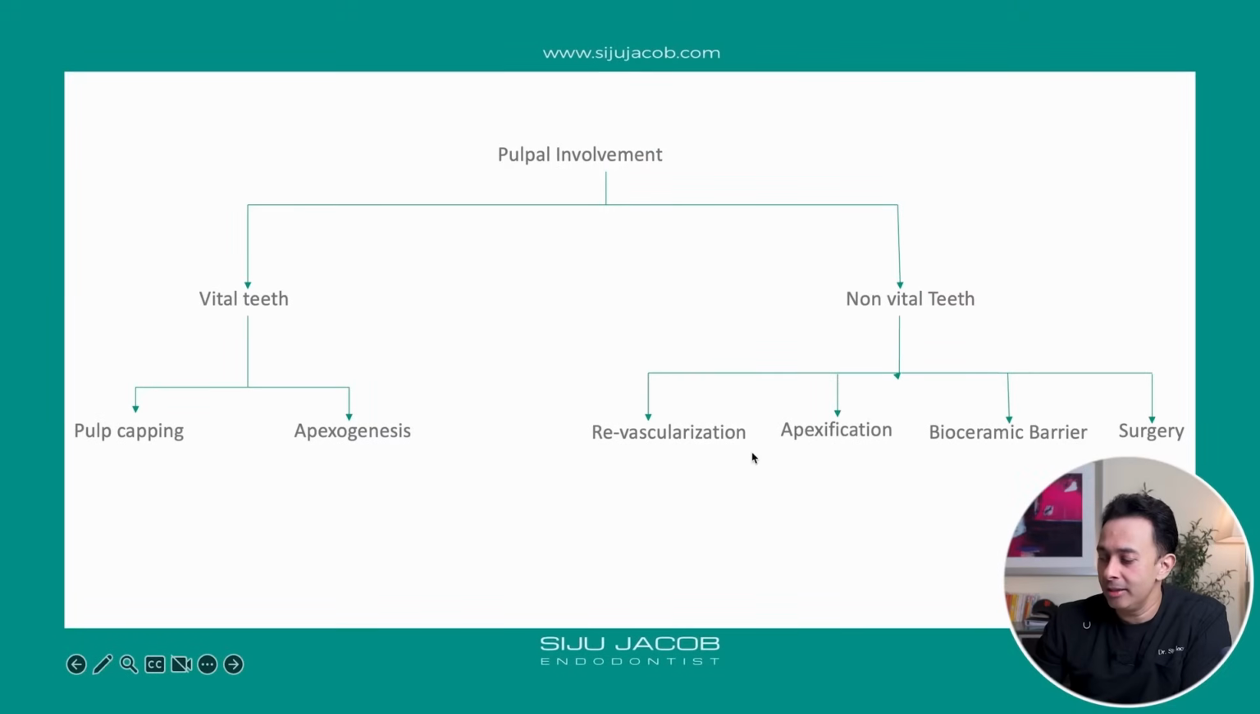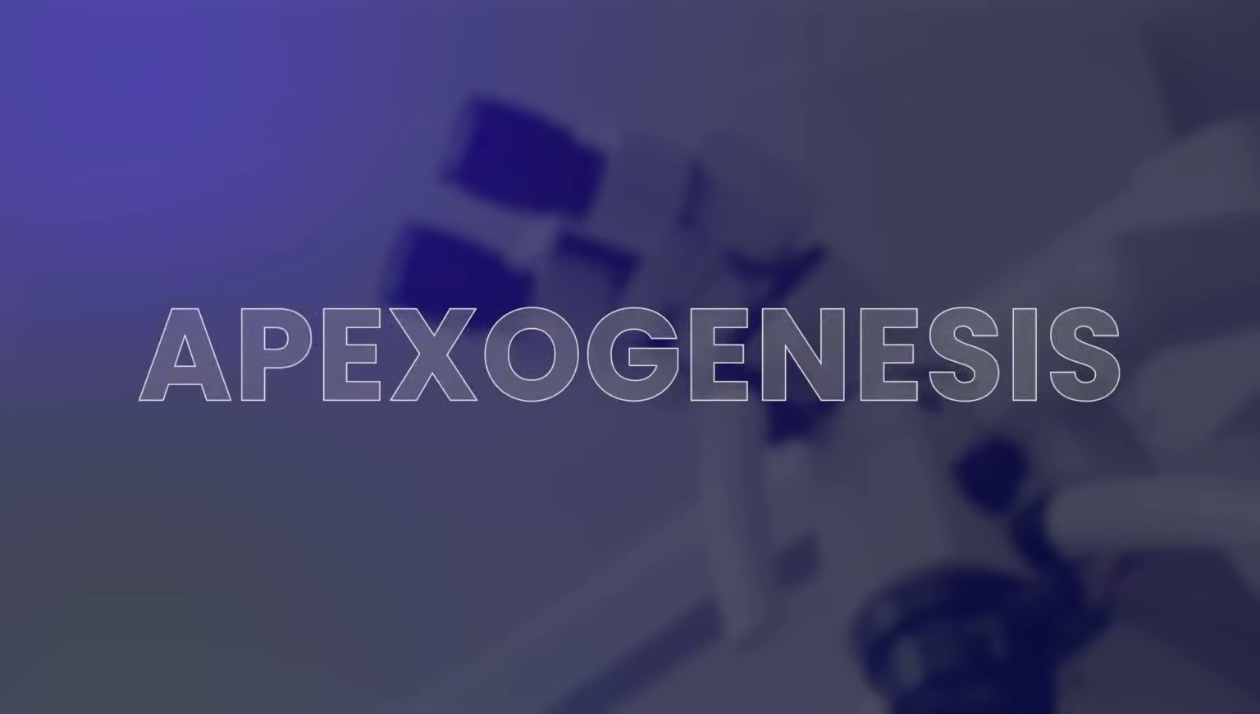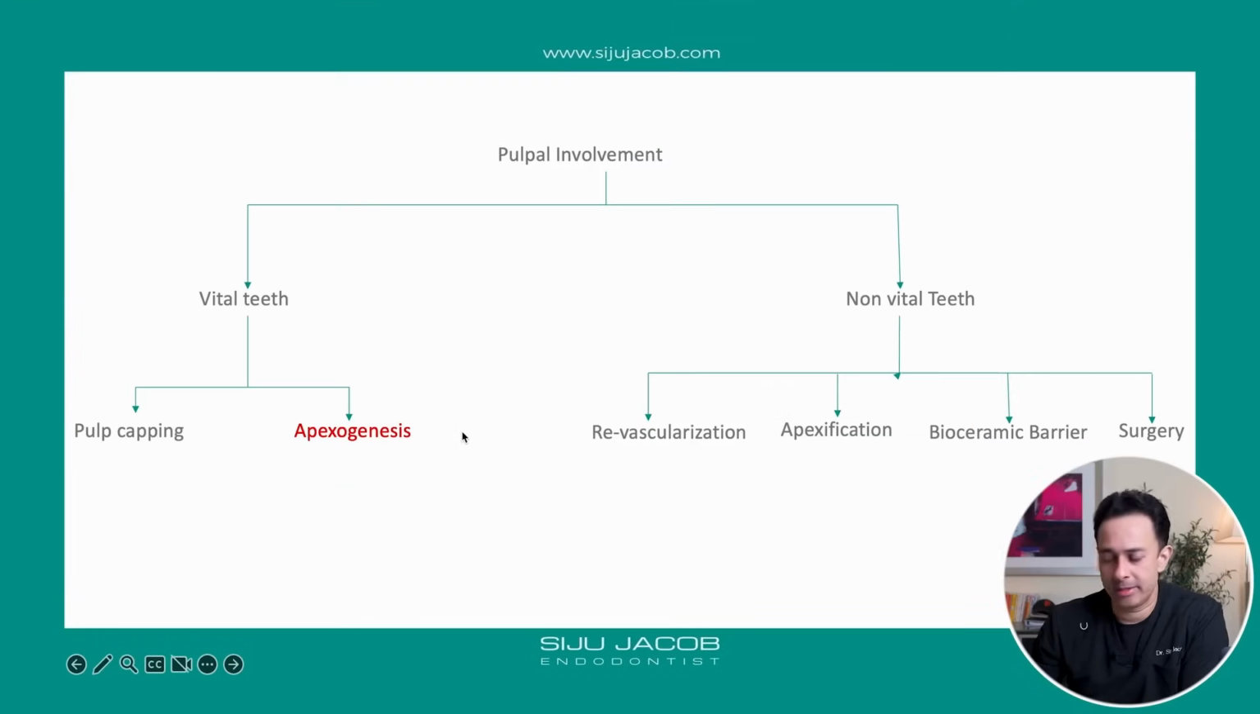And then once we know that the tooth has become completely non-vital, then obviously there is no apexogenesis. Then the options that we have in front of us are revascularization, apexification, a bioceramic barrier at the apex, and finally, if none of these work, then surgery is the last option. So these are the modalities that we have at our disposal, and we are going to look at each of these in detail. Let's start with apexogenesis first.